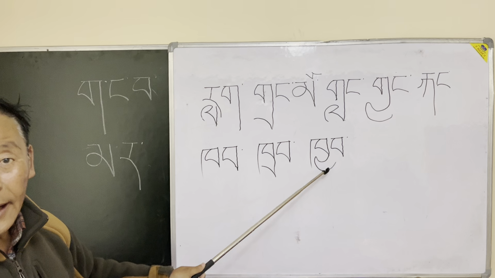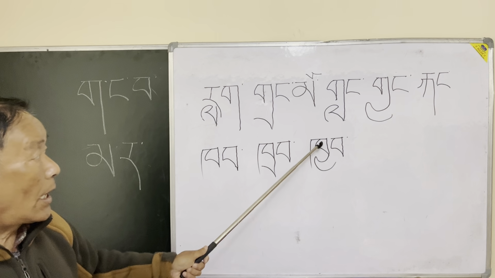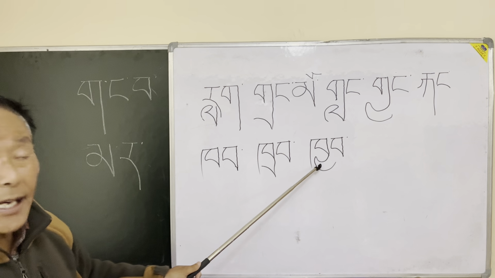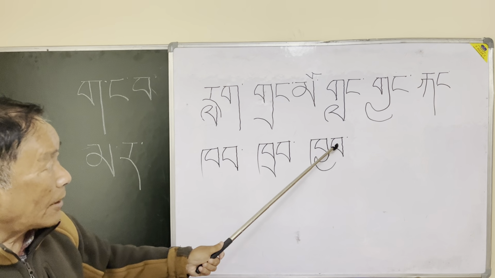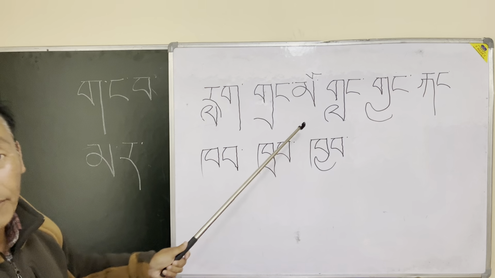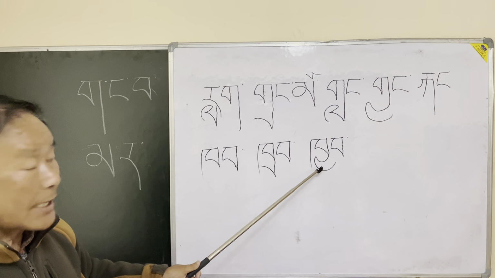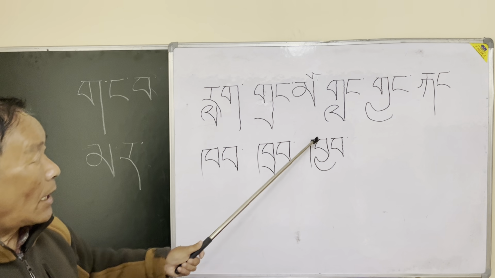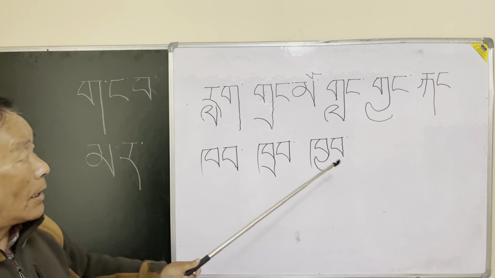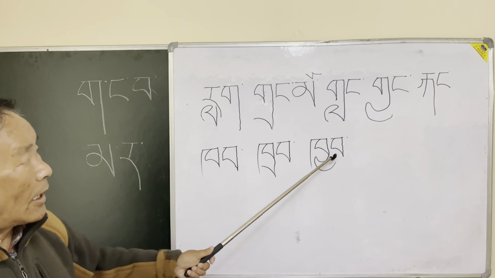Ka yata kya. There's no dot in between kya and ba, so we have to pronounce them together. Ka yata kya ba kyap, ka yata kya ba kyap.